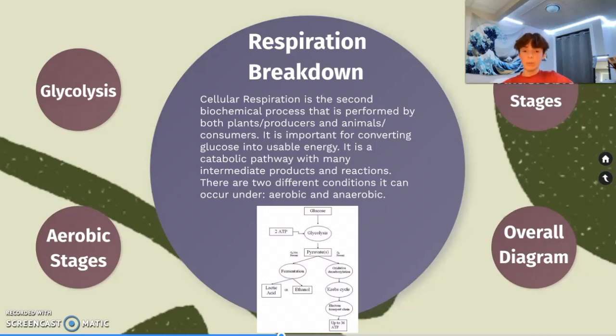It is a catabolic pathway, meaning that it actually breaks down larger molecules into smaller molecules for energy, with many intermediate products and reactions. There are two different conditions it can occur under: aerobic and anaerobic, meaning that it occurs differently whether oxygen is present or not. This diagram is just an overall little flowchart of how each type occurs, which we will talk about next.